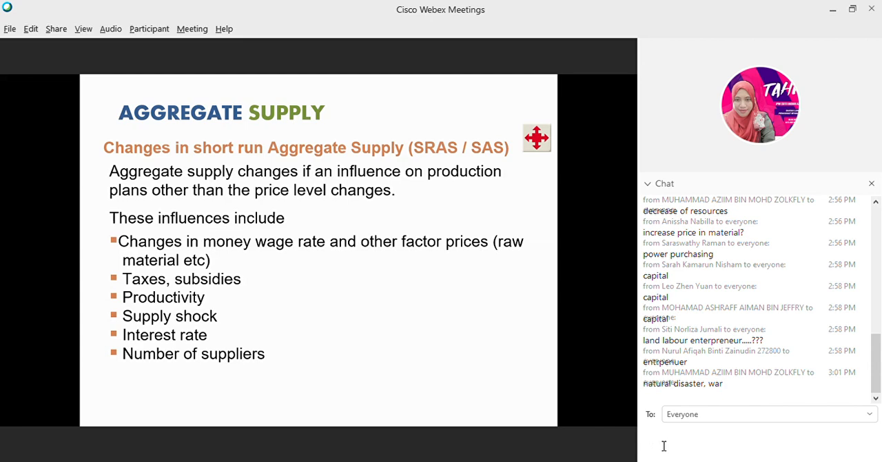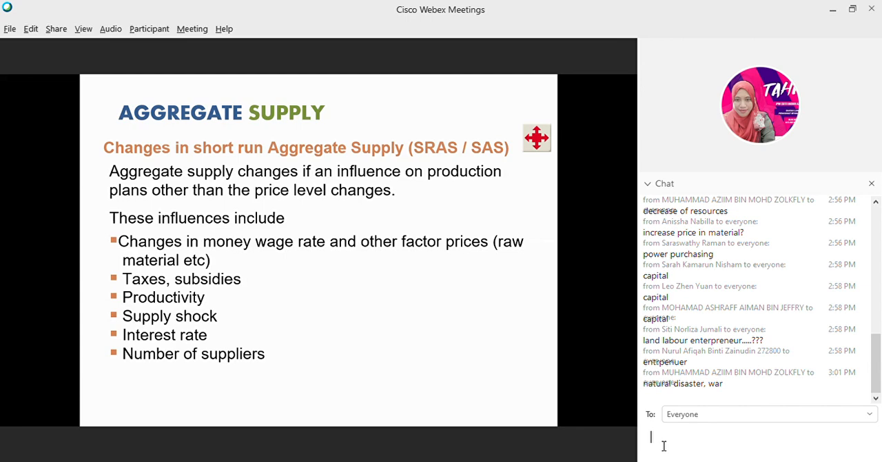Next is the interest rate and the number of suppliers. This is very easy. I don't have to explain, you can read from our next slide. The one that I'm going to show you is the equilibrium. So as long as you understand this, all 1, 2, 3, 4, 5, 6 are the factors that will shift SAS or SRAS.